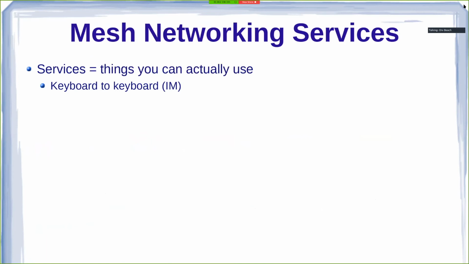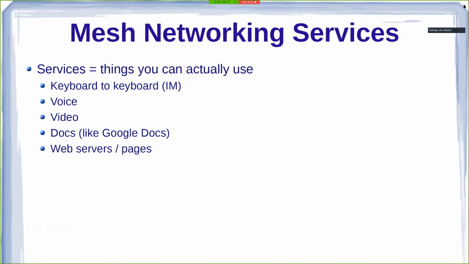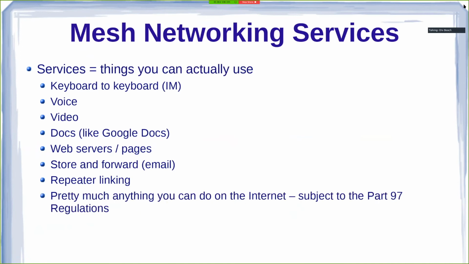You've got keyboard to keyboard, which is instant messaging, voice, video, docs like Google Docs, web servers, whatever you want, store and forward, which is just email. Any email application that runs on the internet will run over the ham radio network. Repeater linking, I'll talk about that in a little bit. Those are ham radio voice repeaters. And you can do pretty much anything you can do on the internet subject to the Part 97 regulations.